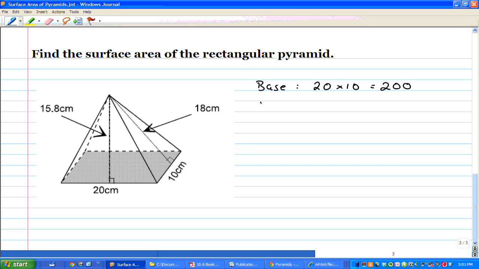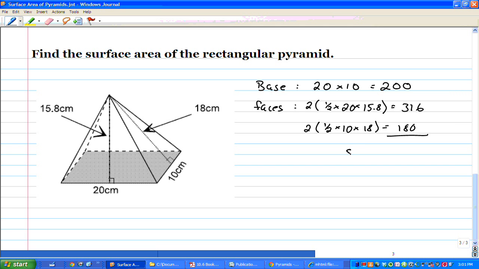And then the faces, we have 2 of them that are 1/2 times, I'll do the one in front first, 20 times its slant height, which is 15.8. This is equal to 316. And then I have 2 of them that are 1/2 by 10 by 18. And this is equal to 180. If I add all these together, I get a surface area of 696 centimeters squared.